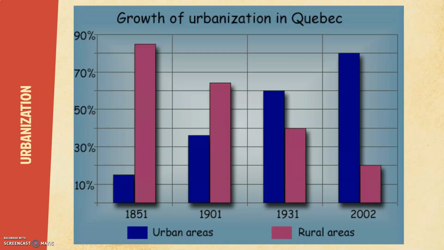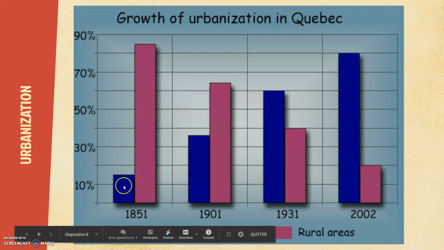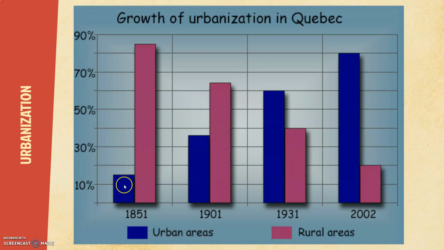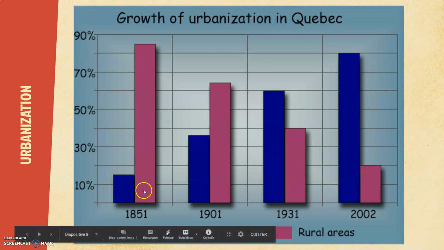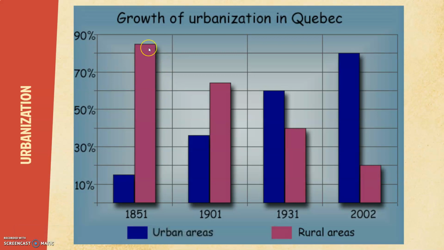So this is an example of how the population changed. So in blue, you have urban areas. As you see, in 1851, in blue, 10% of the population live in the city, and almost 90% live in the countryside. But then, look what's happening. Around 1905, more and more people are leaving the rural areas, and they go to the city. Here we have around 35%.